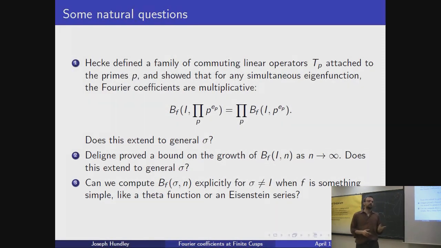Another thing that a couple of people have asked me since my first paper in this area came out was, can you get the Deligne bound? So there's an important bound on the growth of the Fourier coefficients attached to the identity matrix as n goes to infinity, which was proved by Deligne. And there's a natural question of, does that extend to general sigma?